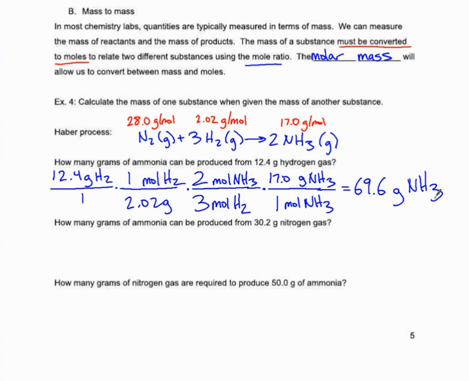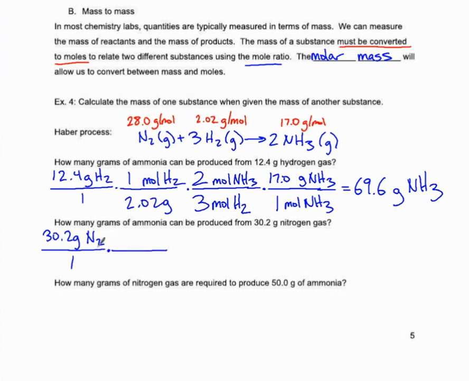In the next question, we're looking for product again, but this time we're looking at a different reactant and a different mass for our starting point. 30.2 grams of nitrogen gas. That's our given value. This is where we're going to start. And remember, we have to convert grams to moles before we can do anything else.